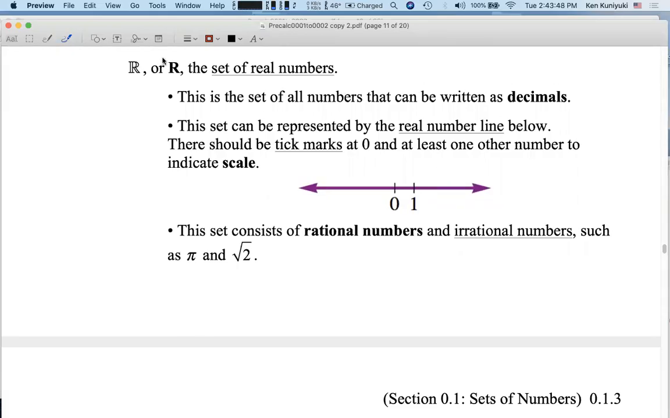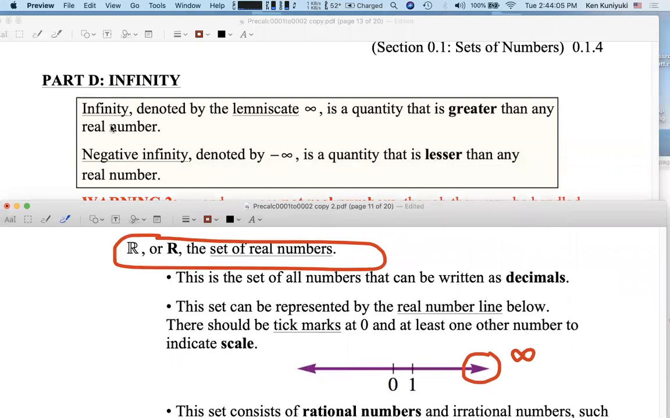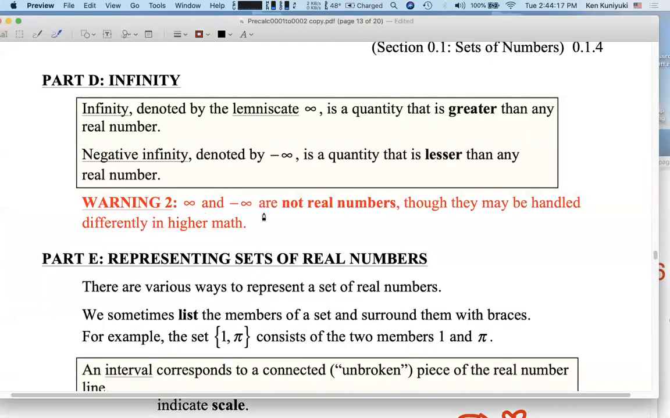Hi everyone. Remember R, the set of real numbers, which we can represent graphically by the real number line. Now, we can associate this right arrowhead with the idea of infinity. Remember that symbol. Infinity, which is denoted by this lemniscate, is a quantity that is greater than any real number, even 10 billion or 10 trillion. So infinity, bear in mind, is not a real number. It's the idea of something that's bigger than any real number.